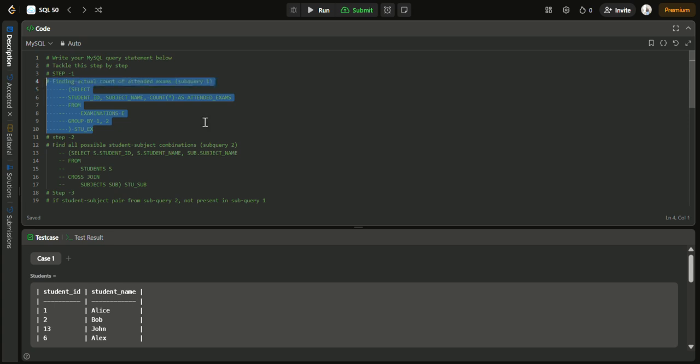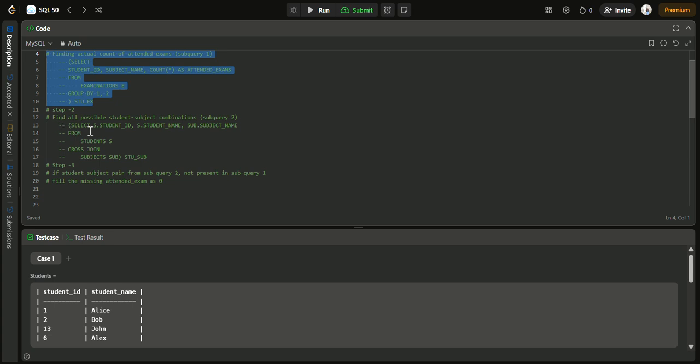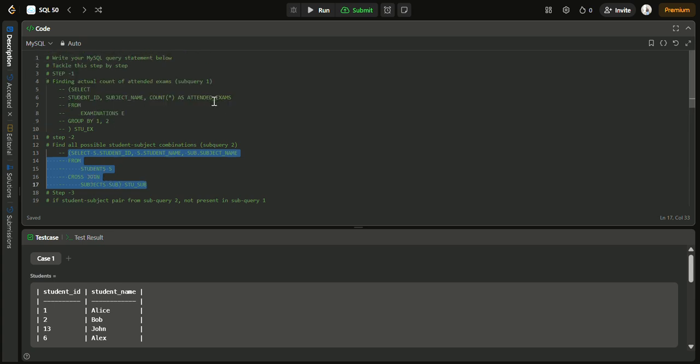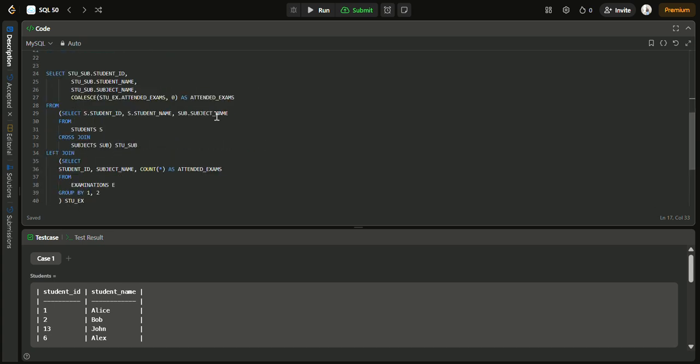So to find them, to find all the possible combinations of students and subjects, we have to do another subquery where we are cross joining between students and subjects. So that will be our second part where we are getting all possible combinations of students and subjects. Next, we are combining these two, and whenever we see that for a particular combination of student and subject, we don't have attended exam, that means for that particular subject, the student did not take the exam. So we have to put a 0 in that place. So that's exactly what is happening here.